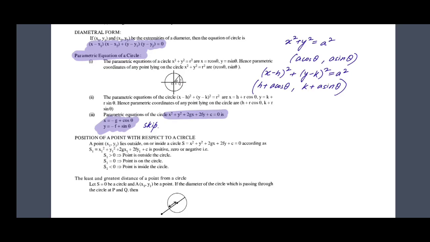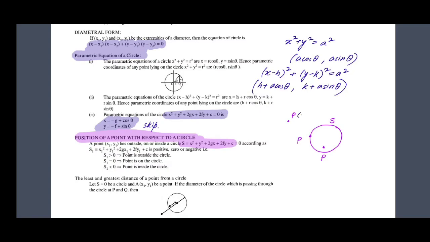The next important definition that you have to do is the position of a point with respect to a circle. Meaning, if in a question it is asked that there is a circle and a point P, will it lie outside, on the circle, or inside, how will you judge that? There is a rule. We always represent the equation of a circle or conic by S. S is basically the expression you write: x square plus y square plus 2gx plus 2fy plus c. This becomes S, which we call the expression.